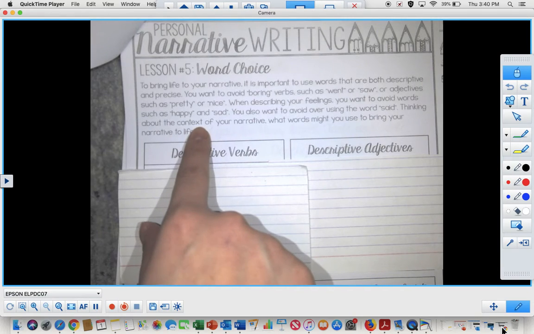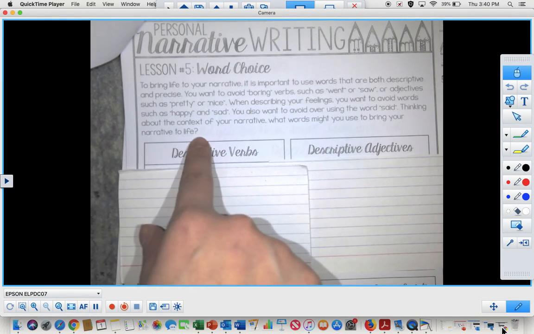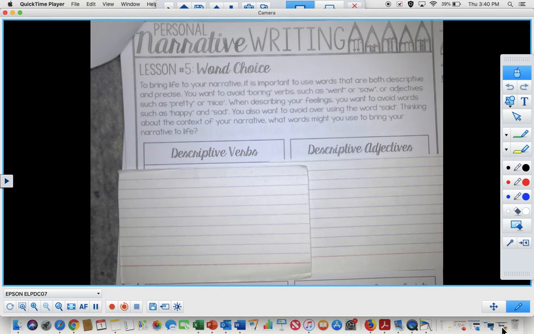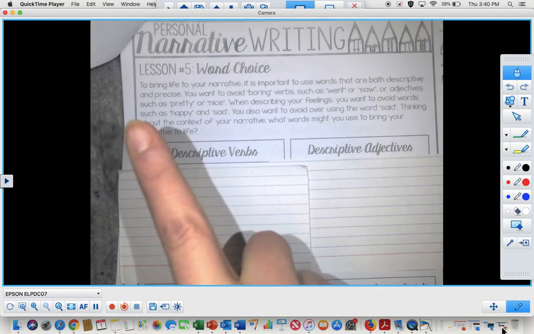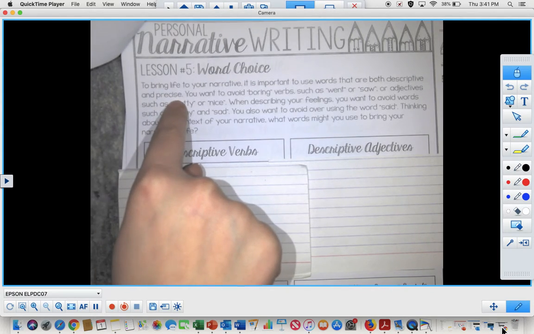Thinking about the context of your narrative, what words might you use to bring your narrative to life? So again, we want to not use boring verbs, boring adjectives, boring feeling words, and the most boring word, said. We do not want to use those words because they're overused, meaning they are really common and a lot of people use them, and so it makes it not as exciting, and again, it's not very precise, right?